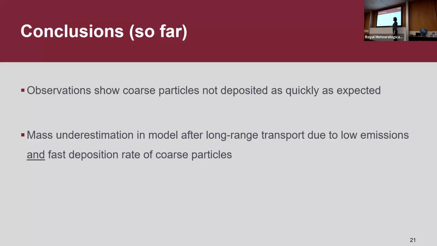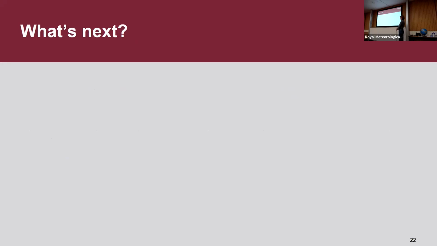And then after long range transport, we've got a mass underestimation in the model due to low emissions and fast deposition. In my project, I'm basically aiming to just look at transport and deposition. The emissions problem, there's other people working on that. But we know that's an issue, and that increasing magnitude of difference says that we've got this fast deposition rate as well. So what is next? Click please.